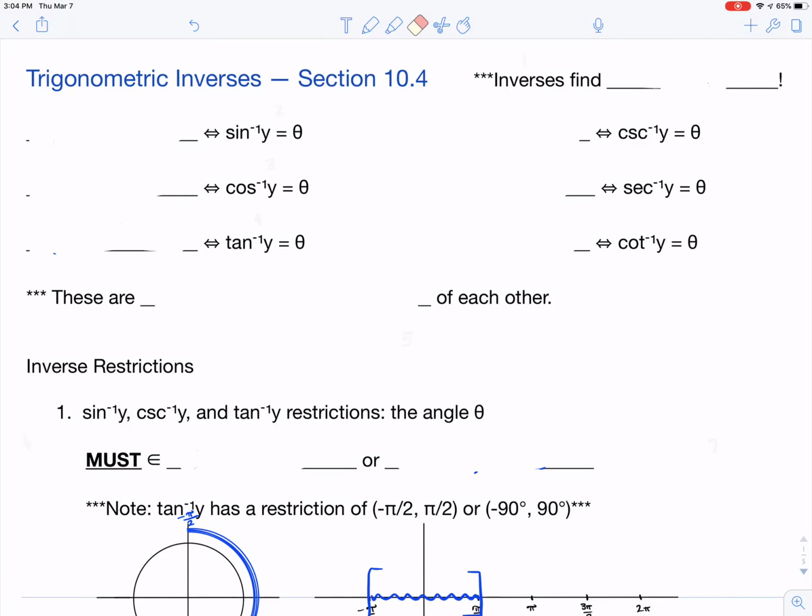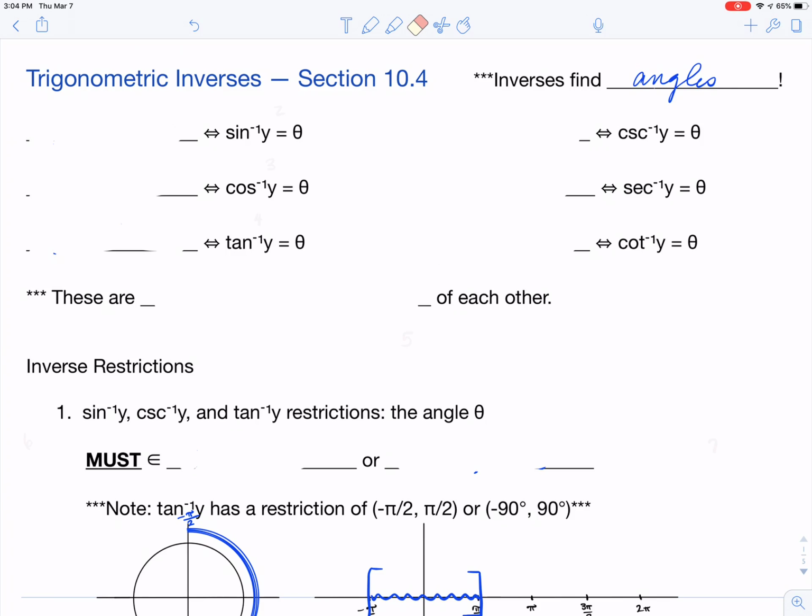Hey folks, this is a video dealing with trigonometric inverses. And the very first blank that you have to fill out, you already know what goes there. We've said it so many times this semester. Inverses find angles.